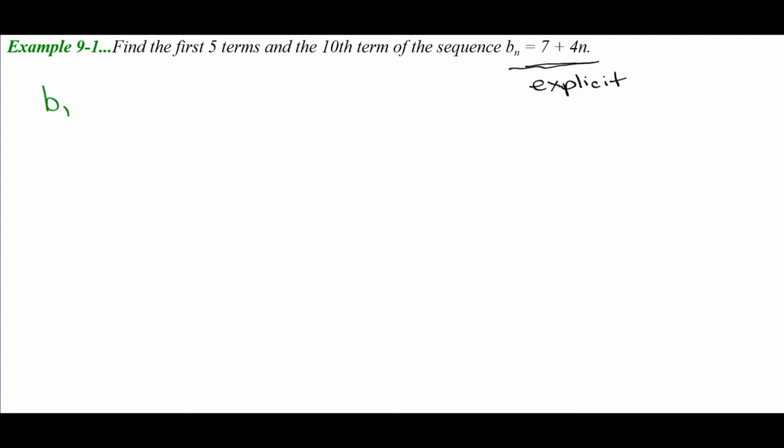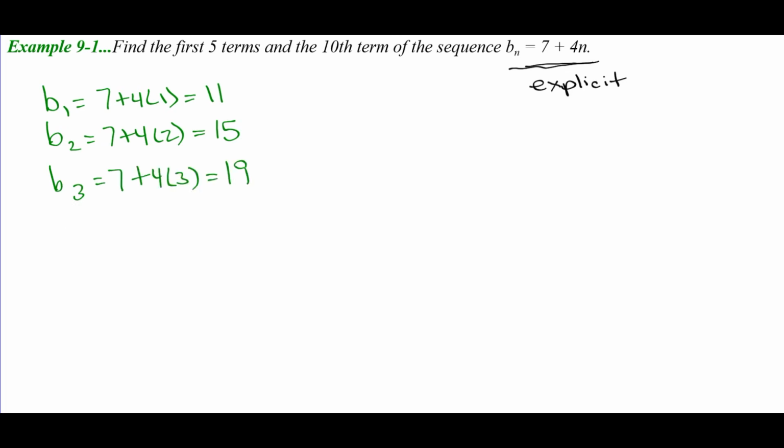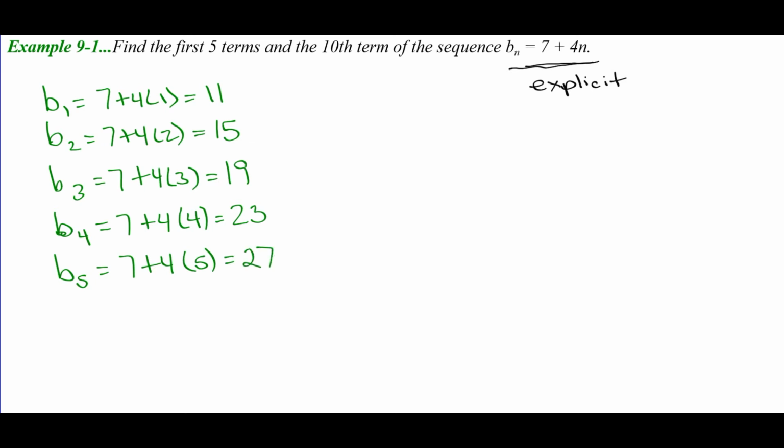So we're going to find b sub 1. So remember, we just plug 1 in for n. So 7 plus 4 times 1 is going to give us 11. And then b sub 2, 7 plus 4 times 2 is going to give us 15. And then b sub 3 is going to give us 19. B sub 4 gives us 23. B sub 5 is going to give us 27.